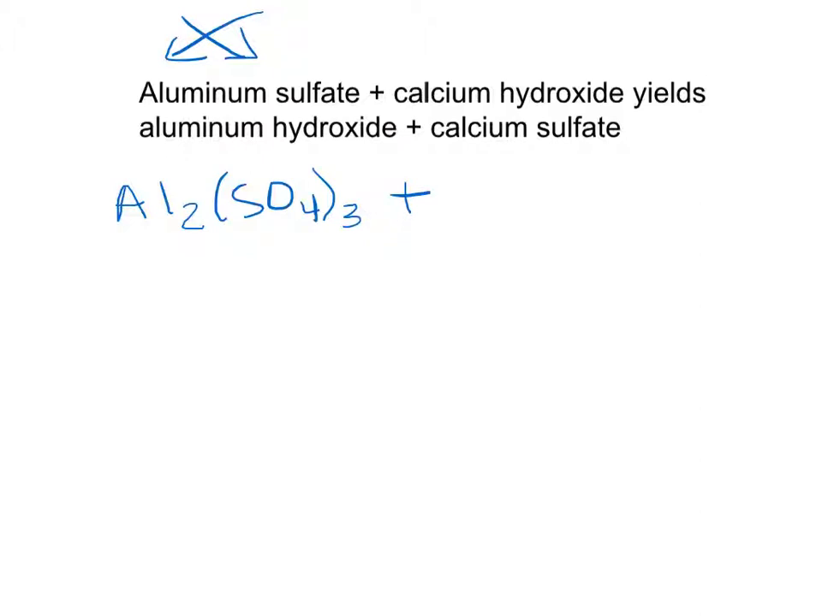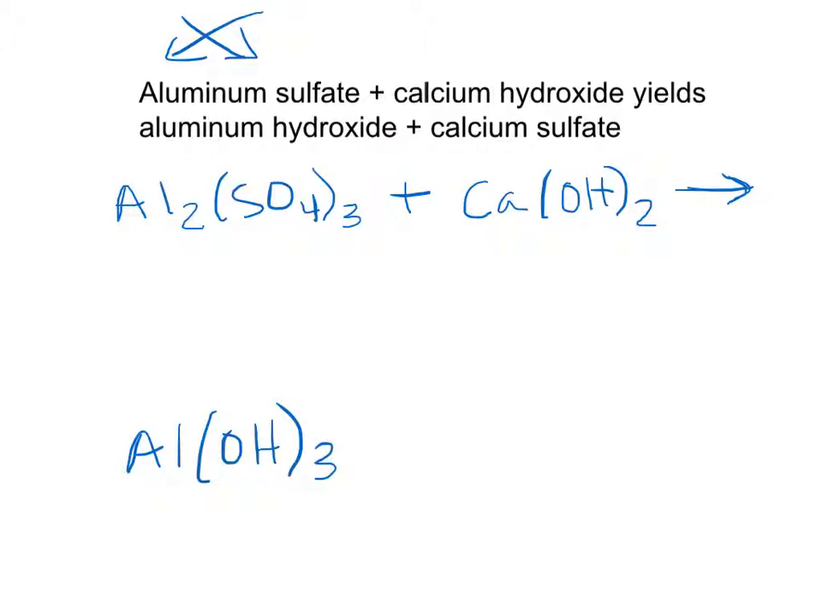Okay, now we've got calcium hydroxide. Remember, calcium's got a 2 plus charge, and hydroxide only has a 1 minus charge, so I'm going to need 2 of those to make it balance. And then my yield symbol here, aluminum hydroxide. Aluminum has a 3 plus charge. Hydroxide only has a 1 minus charge, so I'm going to need 3 of them to balance out. And then we've got calcium sulfate. And so these actually balance out lovely because calcium has a 2 plus charge, sulfate has a 2 minus charge, so that's how you'd write the chemical formula for that one.